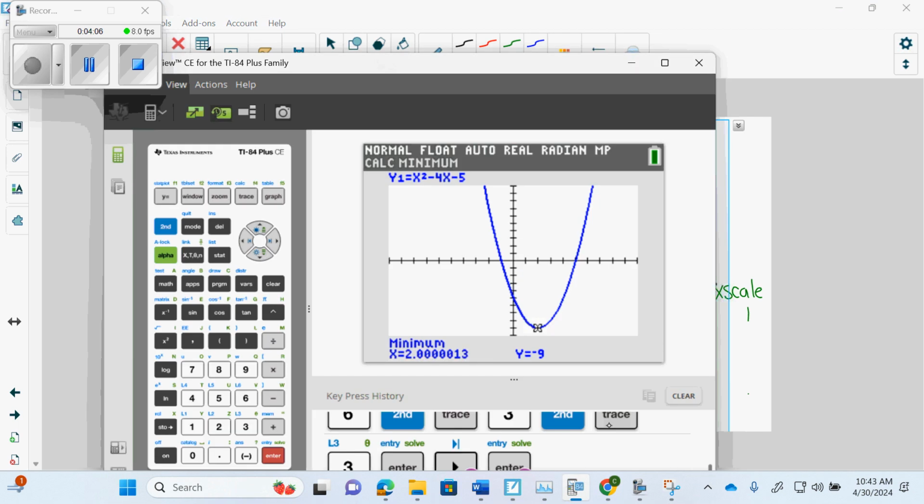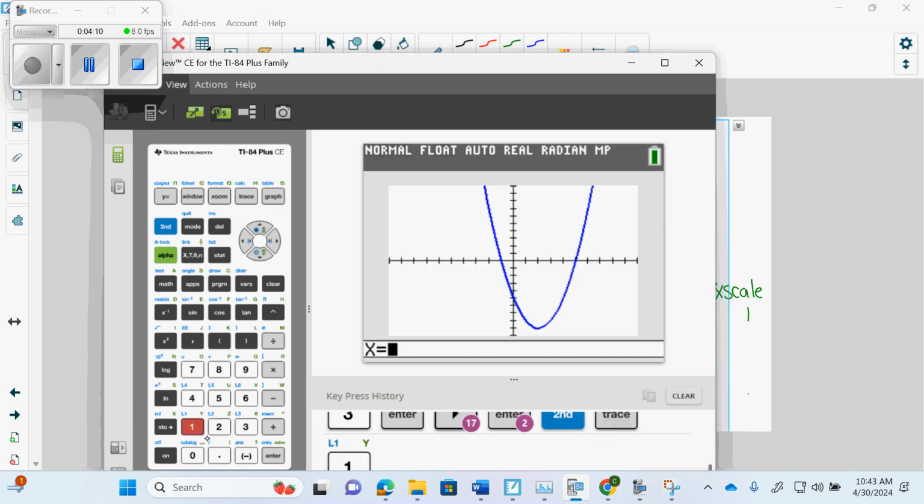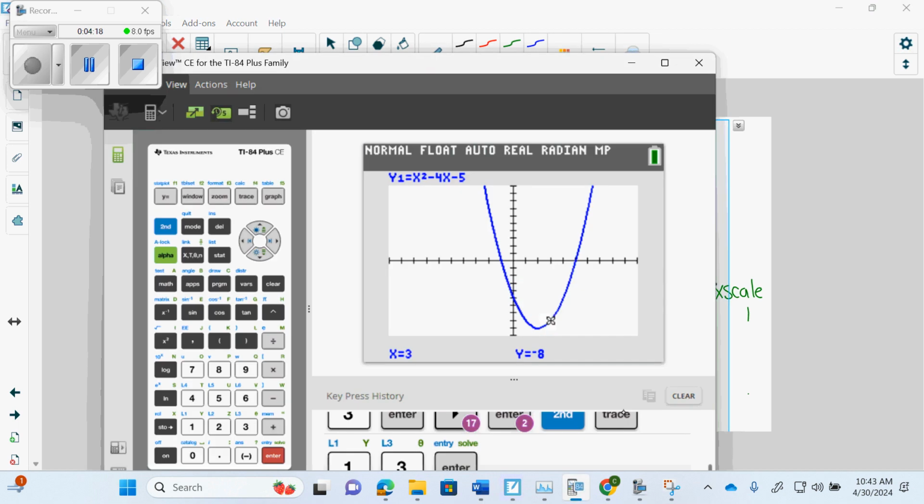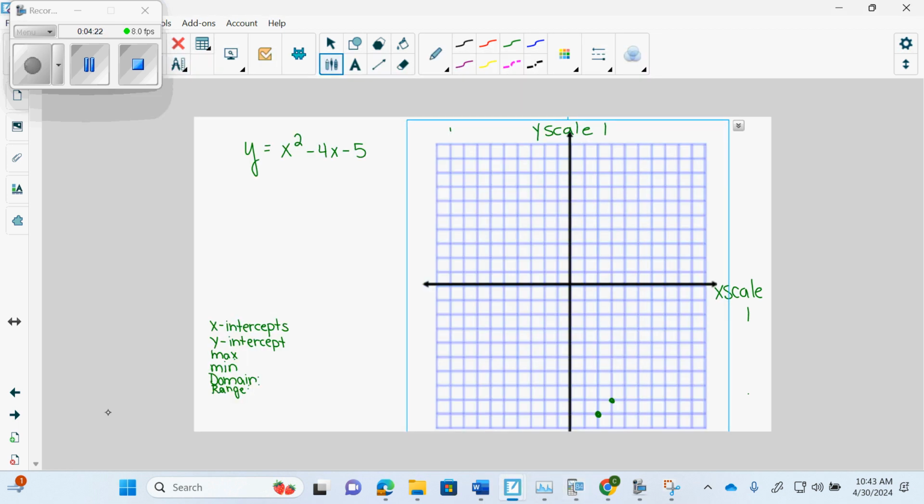So I know 2 and negative 9, and then I can go second trace value, and I can work my way out. So I put in a 3, enter. Oh, I get 3 and negative 8. Okay? And I go 4, enter. I get 4 and negative 5. So I say the only reason why graphs are crappy is laziness. That's it. Because your calculator does the work for you, right?